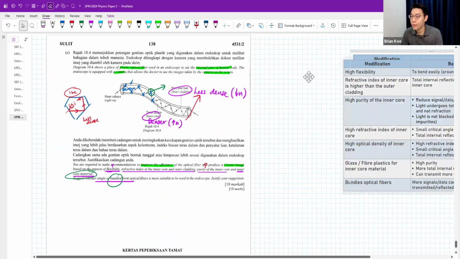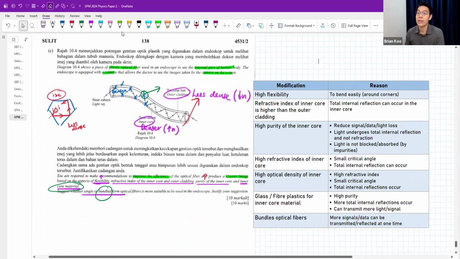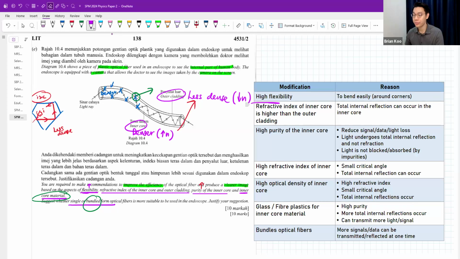Okay, so I give you some answers here. First one is talking about flexibility. I would just say high reason to bend easily. You can say around the corners and all, because you have so many corners around your body, in your digestive system especially. And then this one, right, I didn't split it up, but you want to split also can. I go and mention refractive index of inner core higher than outer cladding.